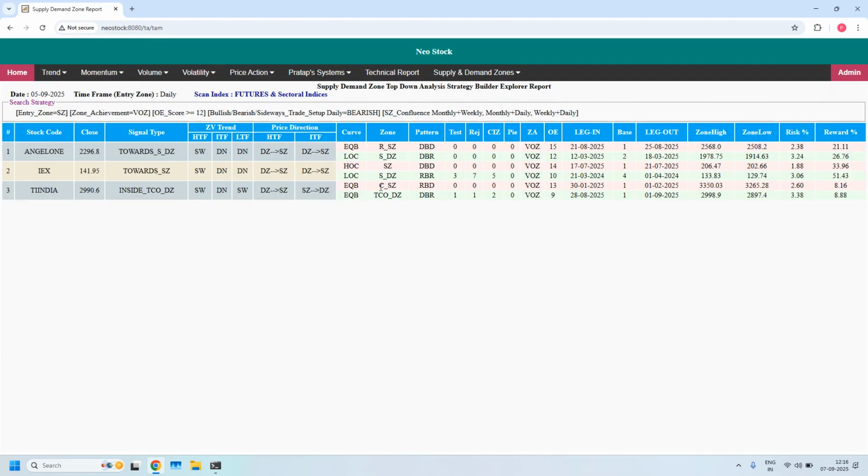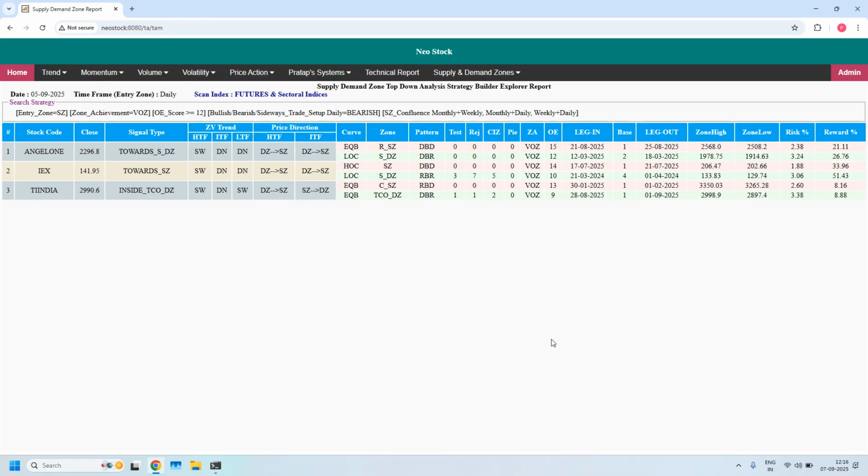In these three stocks, the daily supply zones are overlapped with the weekly supply zone. Both together again overlapped with the monthly supply zone. But the monthly trend is sideways. In a sideways trend, EMA confluence does not give any advantage. So this is a bearish trade setup for monthly income trade. So we have completed monthly income trade reports.